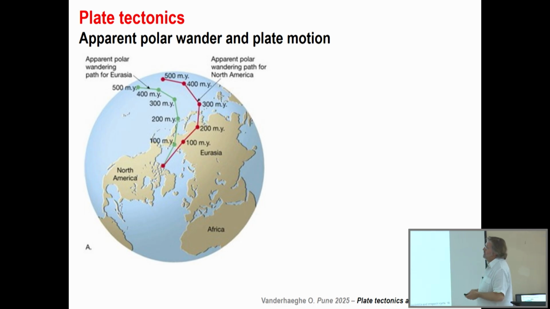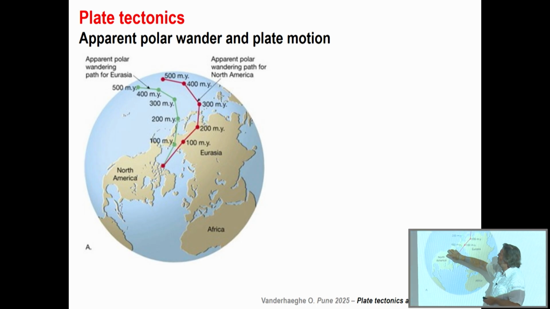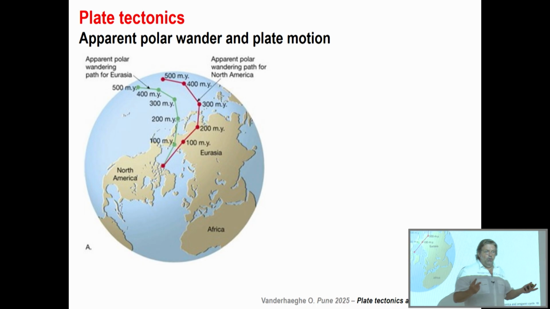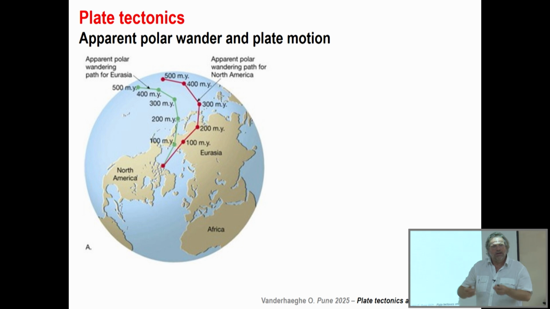The second way to identify the poles is to use the poles recorded in rocks on the continents that show an apparent polar wander. For example, if we measure a pole trapped in Eurasia, in green here, in rocks that are 500 million years old, the pole was here. If you measure the same pole 500 million years ago in rocks from North America, it's here. So it shows an offset. At that time there are two magnetic poles. So that's the magnetic pole, not the rotation pole. I changed topic here.